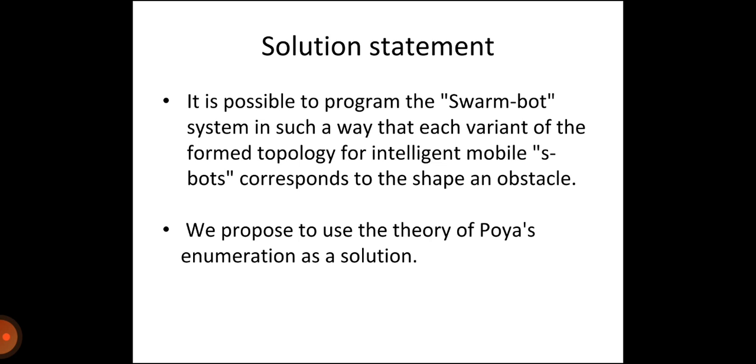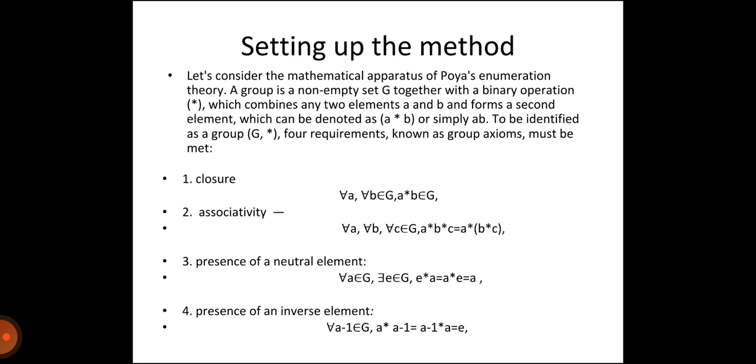In order to program the Sbots so that new topologies are formed, we propose that they're formed corresponding to the shape of the new obstacles, and we propose the use of the theory of Polya's enumeration for this solution. To use Polya's theory of enumeration requires setting up a graph theory method that comes with its own necessary axioms for fulfillment. Some of these are closure, associativity, presence of neutral elements, and inverse elements. The full detail of the method is described in the paper, and the results are as follows.